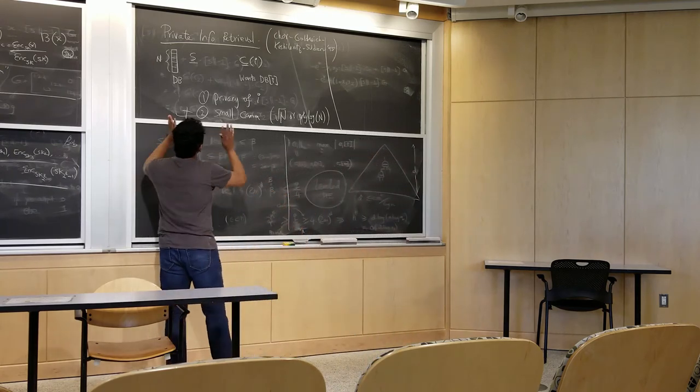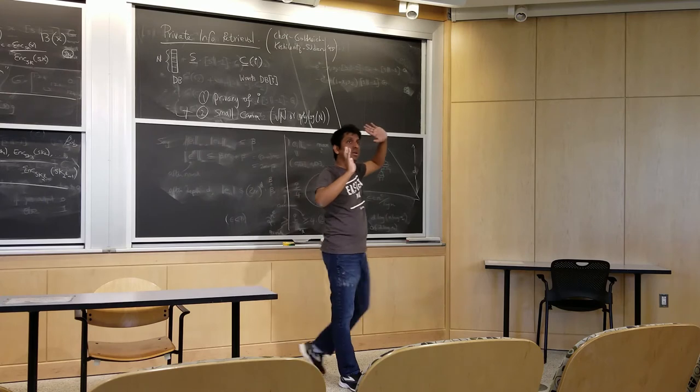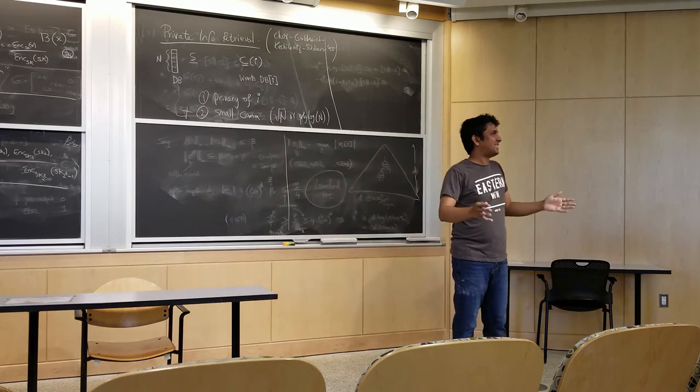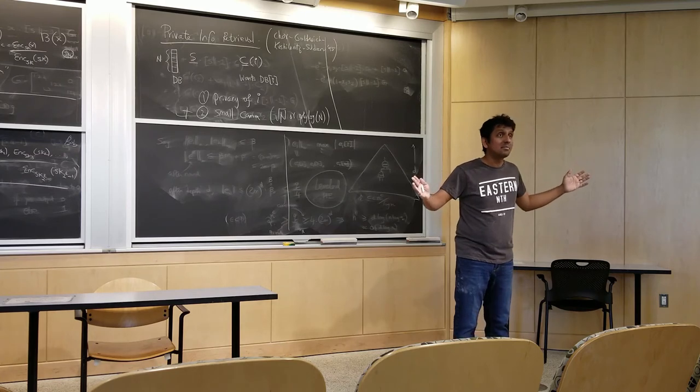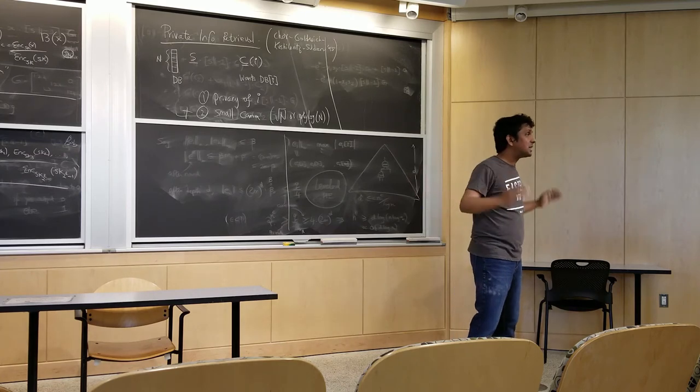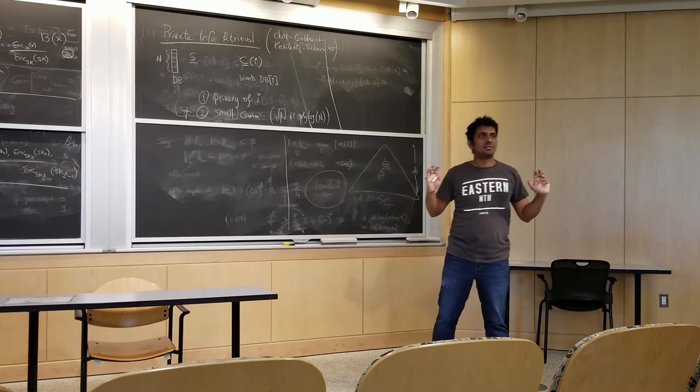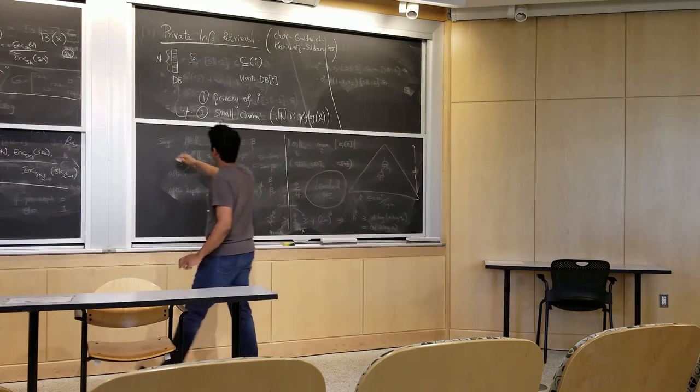Okay, so there are two ways to get around this lower bound. One is to say cryptography. Okay, that's the way we've always gotten around lower bounds. So make a computational assumption. You make the assumption that the server is computationally bounded and use cryptography. Okay, so that's solution number one.